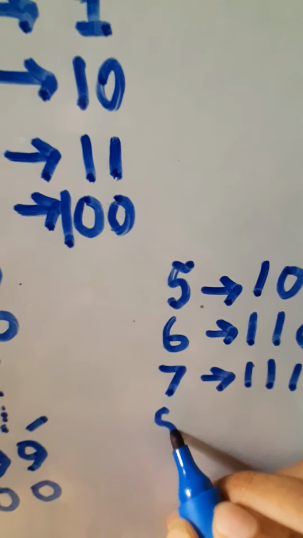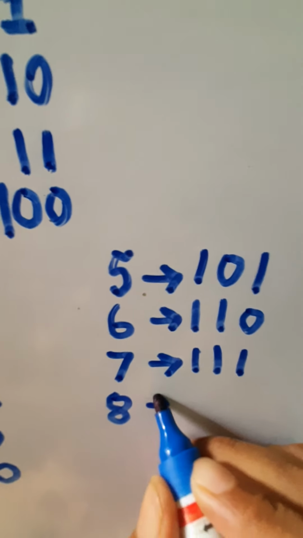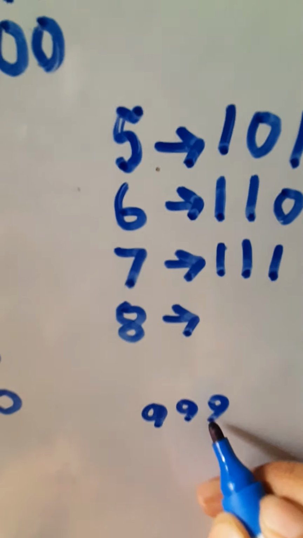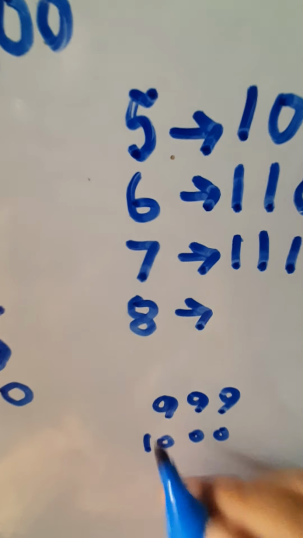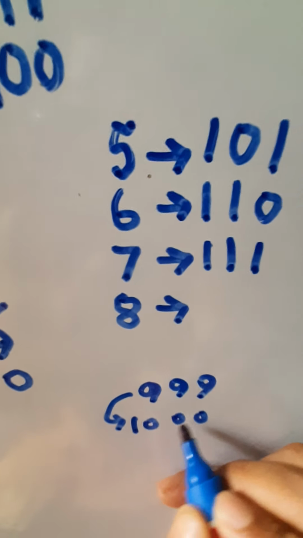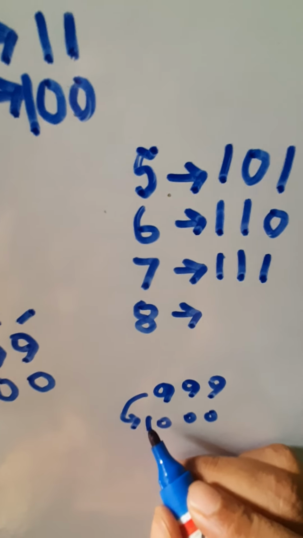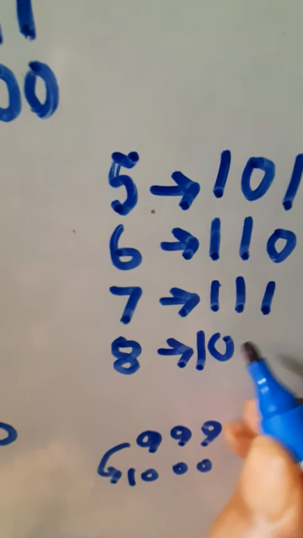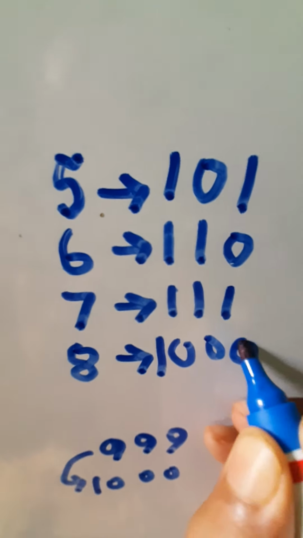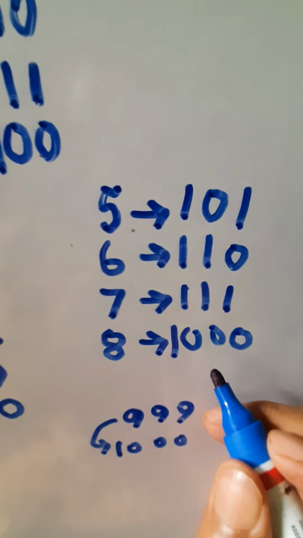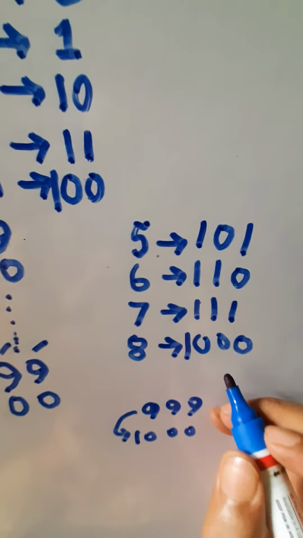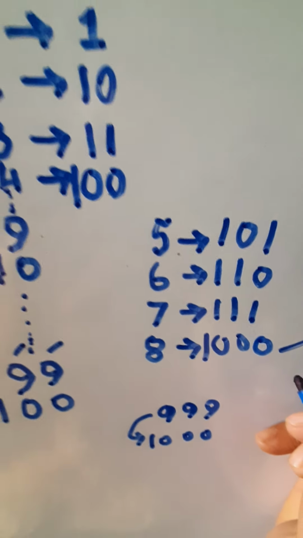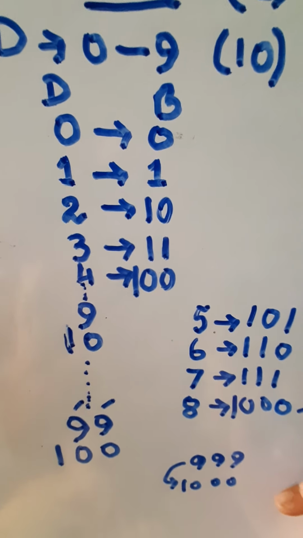Now for 8, all the digits have been 1, like 999 in decimal. What is the next number? 1000 in decimal. It is clear. The next number after 999 is 1000. All are 0 and 1 is left on the left side. So 8 in decimal will be 1000 in binary. Okay, this is the simple introduction to how we can logically find the equivalent binary number for a given decimal number.